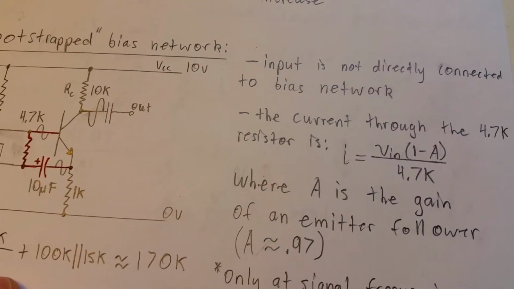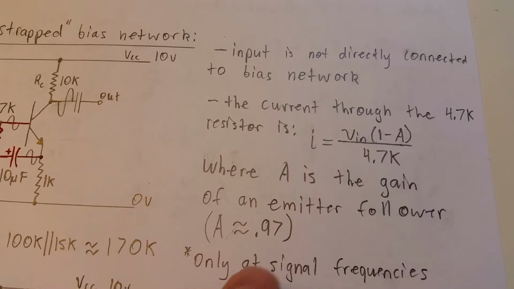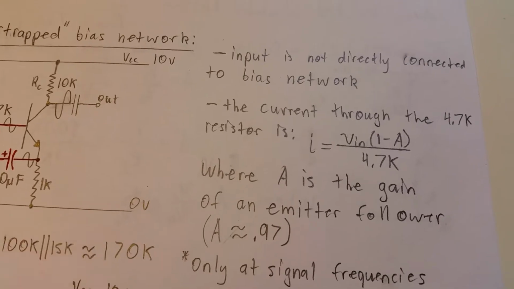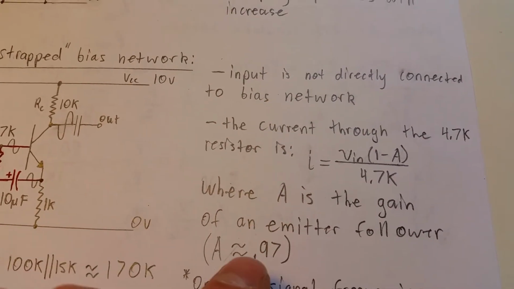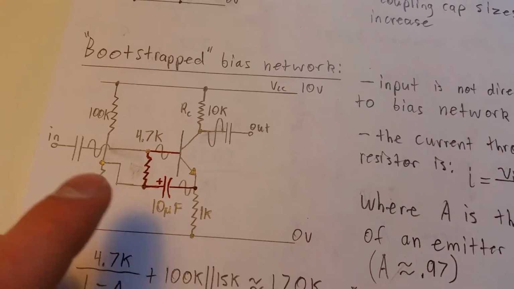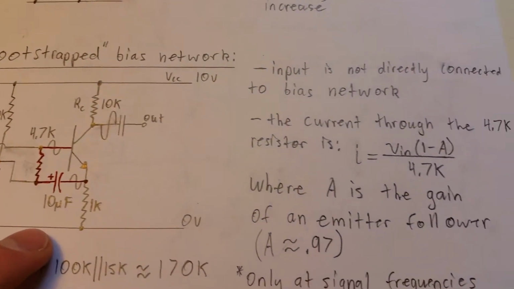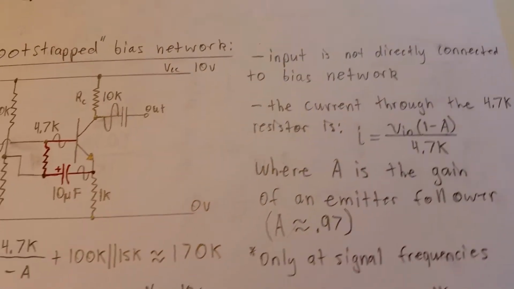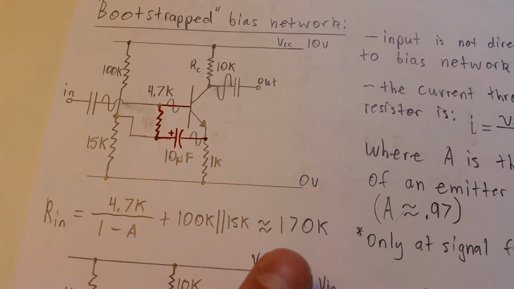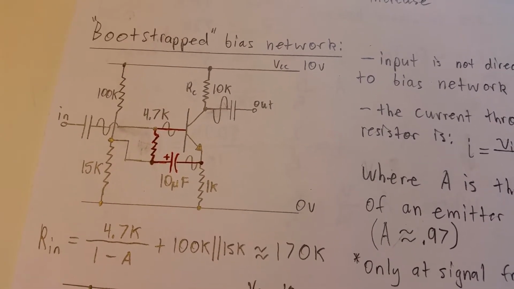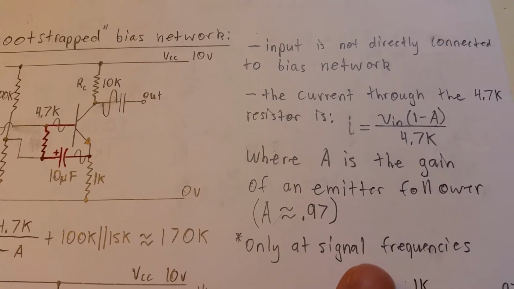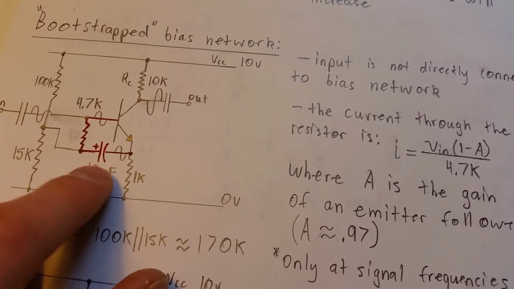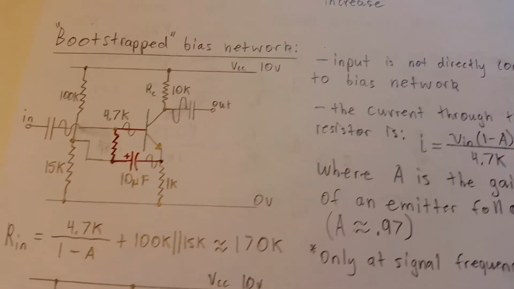So the current through it is going to be very small because the voltage is the same on both sides, or almost the same. And that's dependent on the gain of an emitter follower in this configuration. And you'll see why that is in a moment. But basically, if this value were 1, the input impedance would be infinite. But it's not 1, but it will still make the impedance very high. In this case, it'll be like 170k as opposed to like 11k, which is really good. But it's only going to be at signal frequencies, because this cap here won't work down to DC, but it'll work down to whatever this roll-off is.